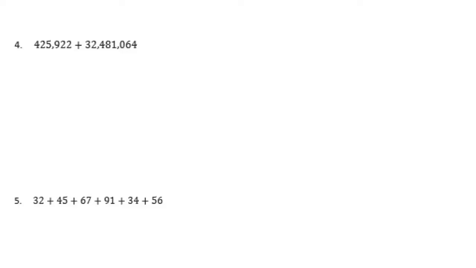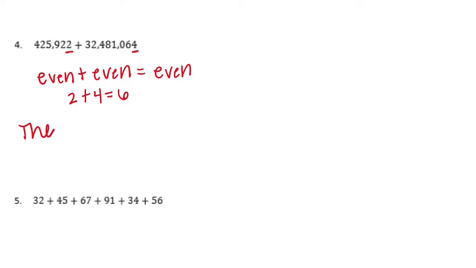Number 4, 425,922 plus 32,481,064. So we have an even plus an even. And when we do an even plus an even, like 2 plus 4, we get 6, which is an even number. So we can say the sum of two even numbers is even.